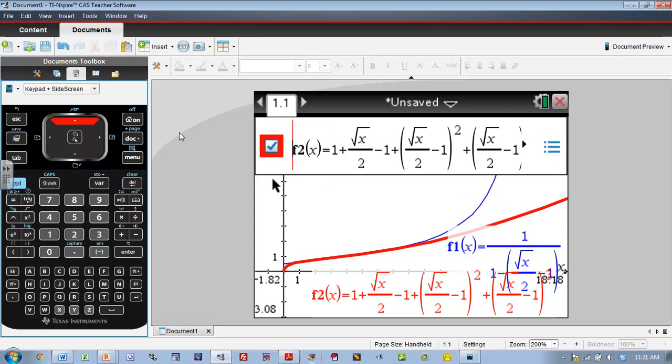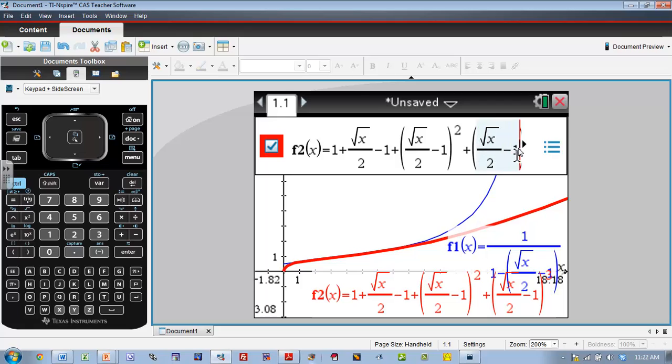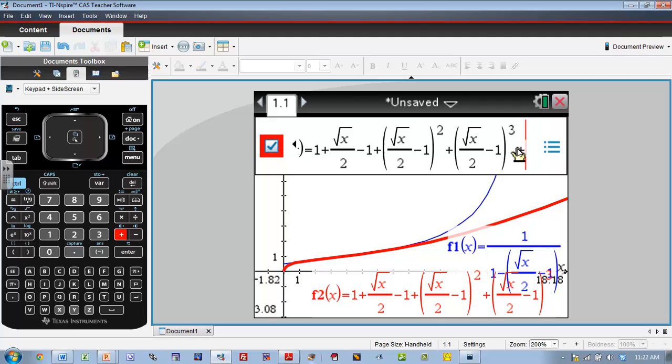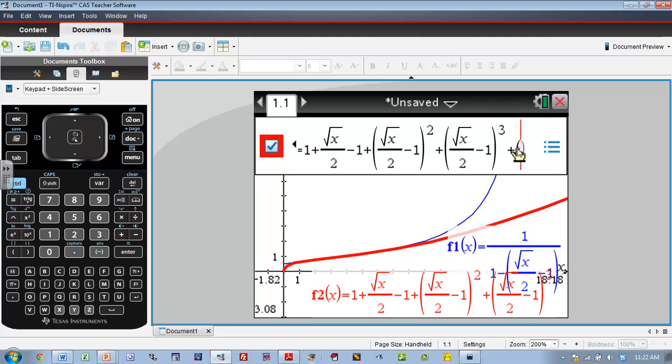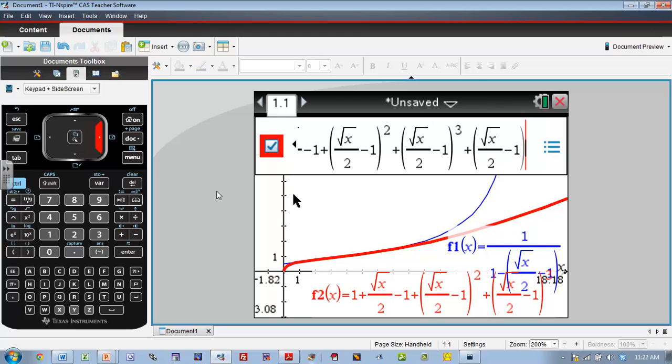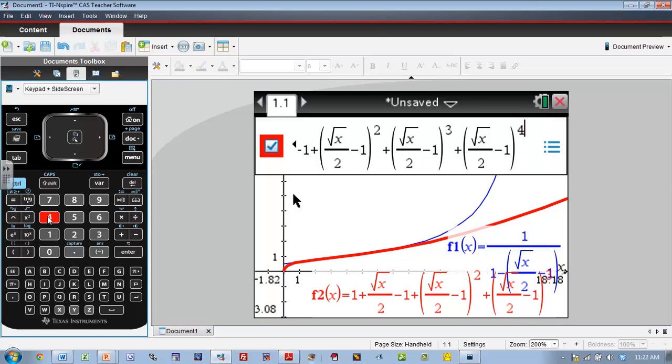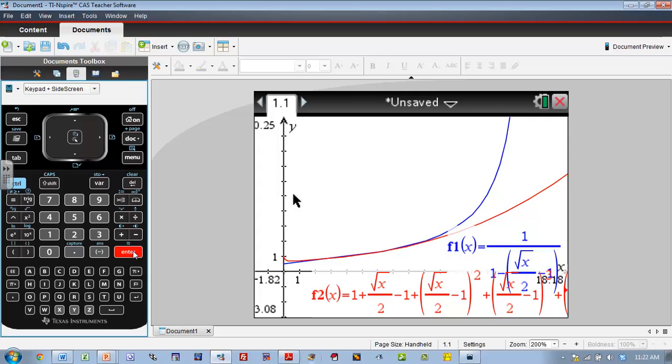Let's do it again. Copy this. I'm going to add onto this value, but now to the fourth power. And you can see, indeed, that we are going to continue to get closer and closer, and this is pulling up.